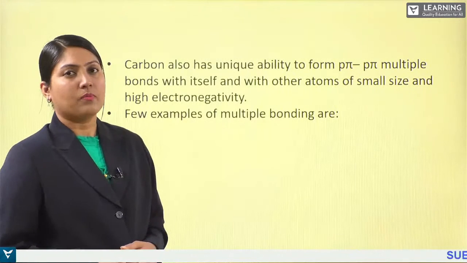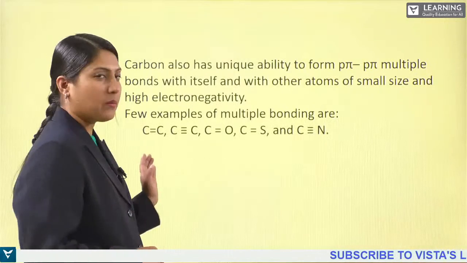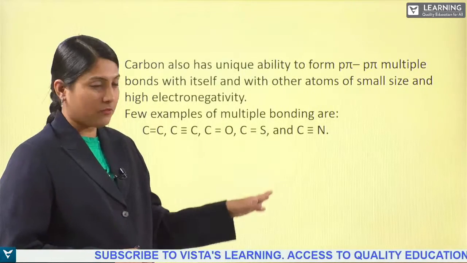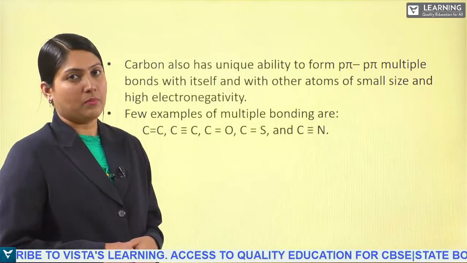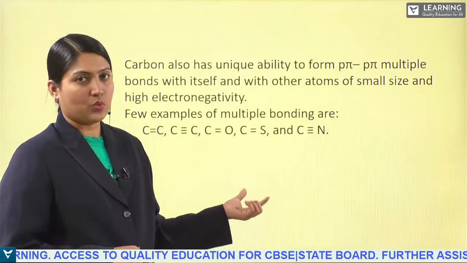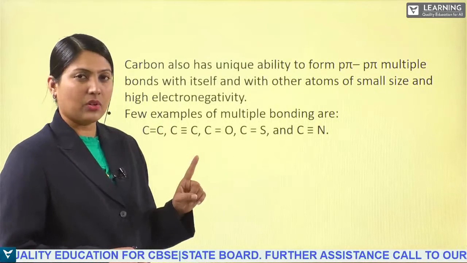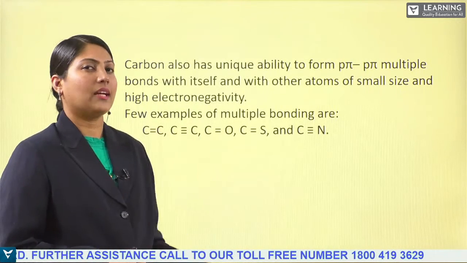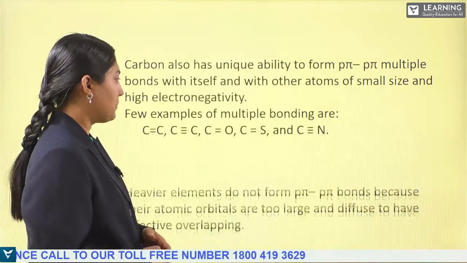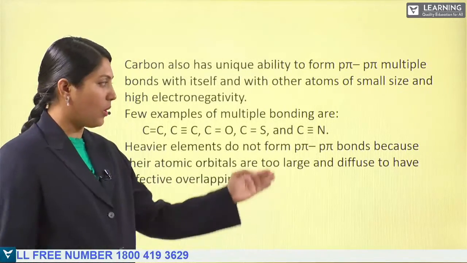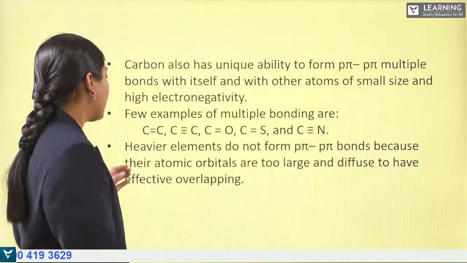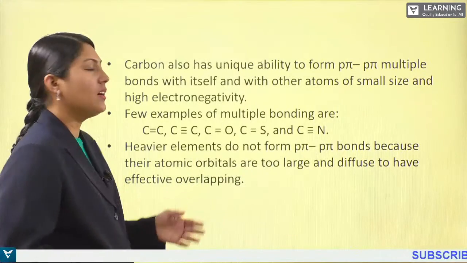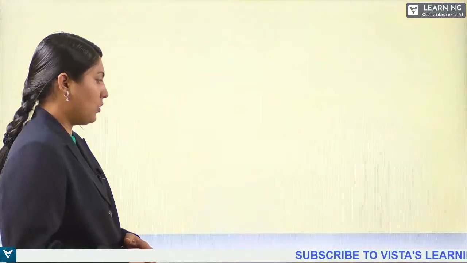A few examples of multiple bonds you can see here: carbon-carbon double bond, carbon-carbon triple bond, carbon-oxygen double bond, carbon-sulfur double bond, carbon-nitrogen triple bond. So these are the multiple bonds we say. If you have a carbon-carbon single bond, that is called a single bond. If you have two or more than two, then we call them multiple bonds. Heavier elements do not form these p-pi bonds because their atomic orbitals are too large and diffuse to have effective overlapping.